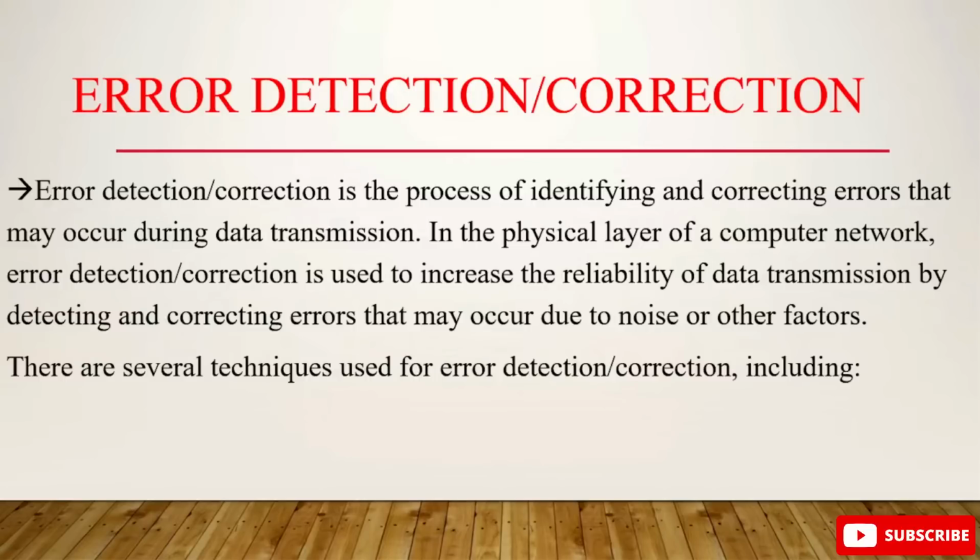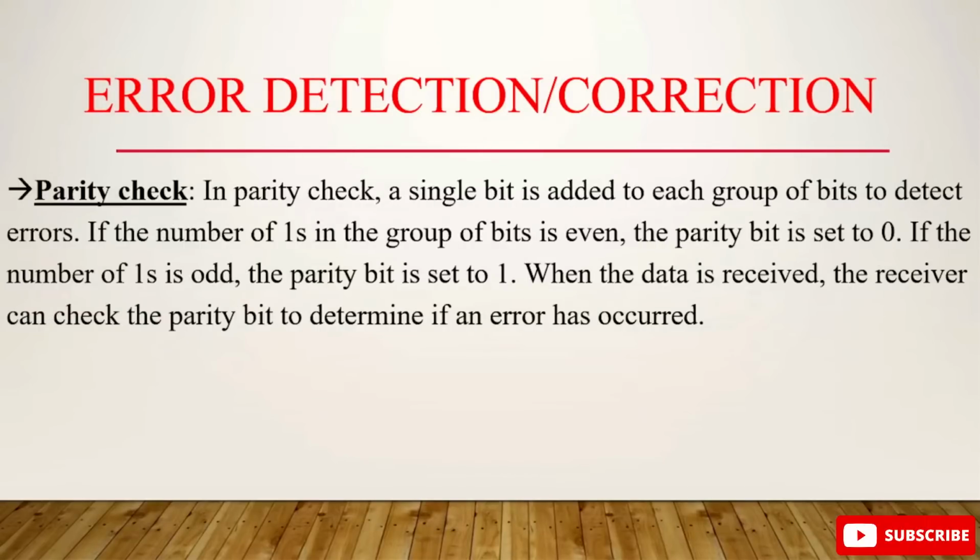In the physical layer of a computer network, error detection or correction is used to increase the reliability of data transmission by detecting and correcting errors that may occur due to noise or other factors. There are several techniques used for error detection or correction, including parity check. In parity check, a single bit is added to each group of bits to detect errors.